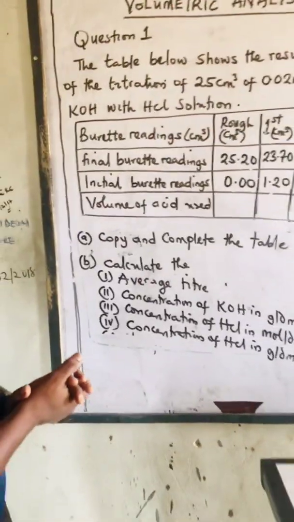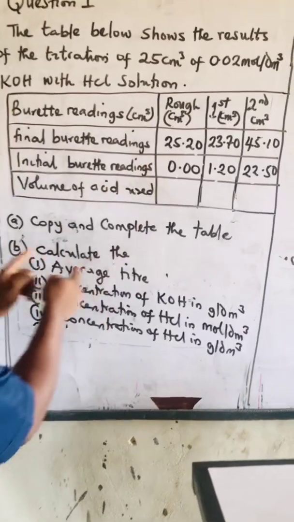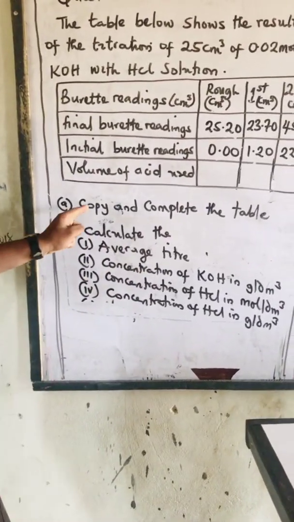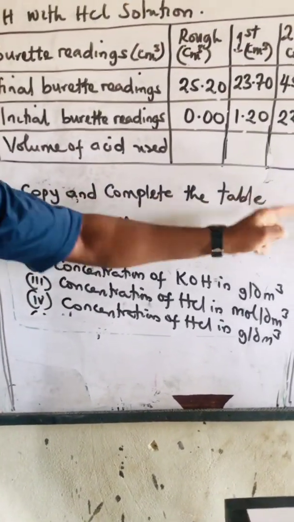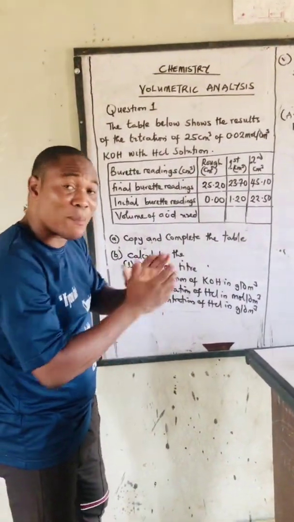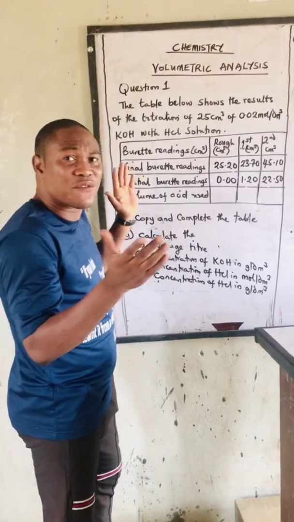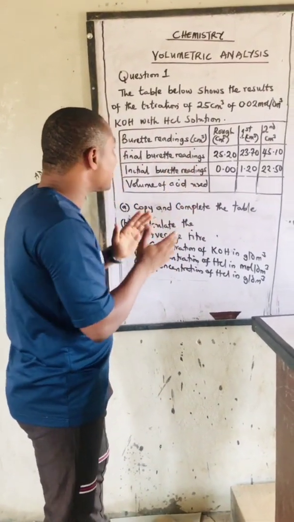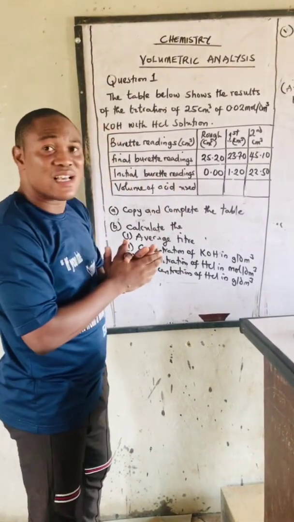Now, what did I ask us to do? The number one question, if you look at it, is to copy and complete the table. Of course, they are giving you this table. You are supposed to do this yourself if you are performing the practical, but now it is stress-free. All the final burette readings have been given, and the initial burette readings have been given.